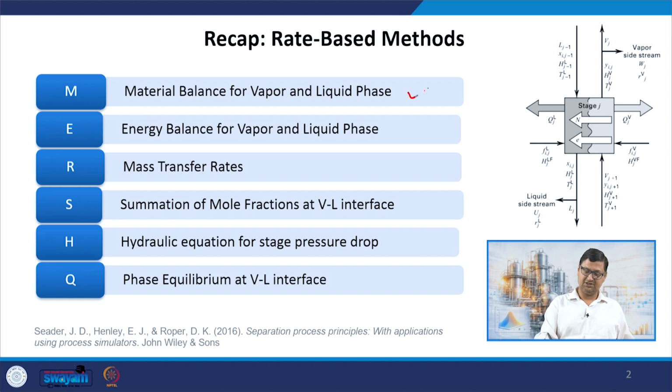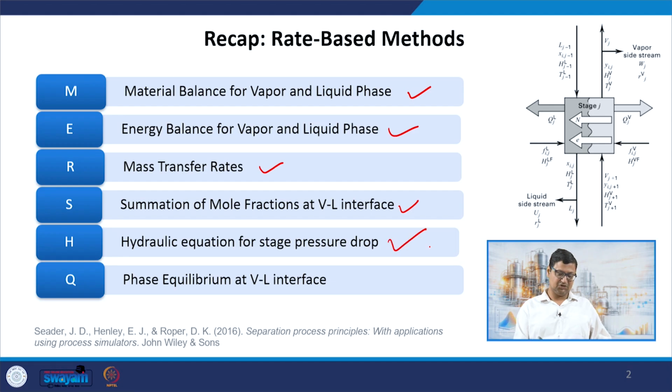The M equations correspond to the material balance for the vapor and liquid phases, E equations for the energy balance of the vapor and liquid phase, R equations correspond to the mass transfer rates, S equations for the summation of mole fractions at the interface, H equations which is kind of optional. This was the hydraulic equation for the stage pressure drop, and finally we had the phase equilibrium relations at the vapor liquid interface, right, which are the Q equations.